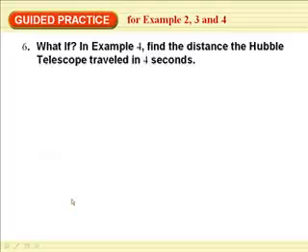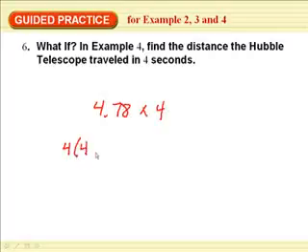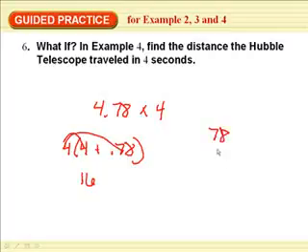So on example 4, find the distance the Hubble telescope traveled in 4 seconds. So I got to go back to that example. Let me look. It goes 4.78 feet per second. So we need to take that times 4. So 4 times 4 plus 0.78, breaking it down. 4 times 4 is 16. 4 times 0.78, that one I can't do as fast.